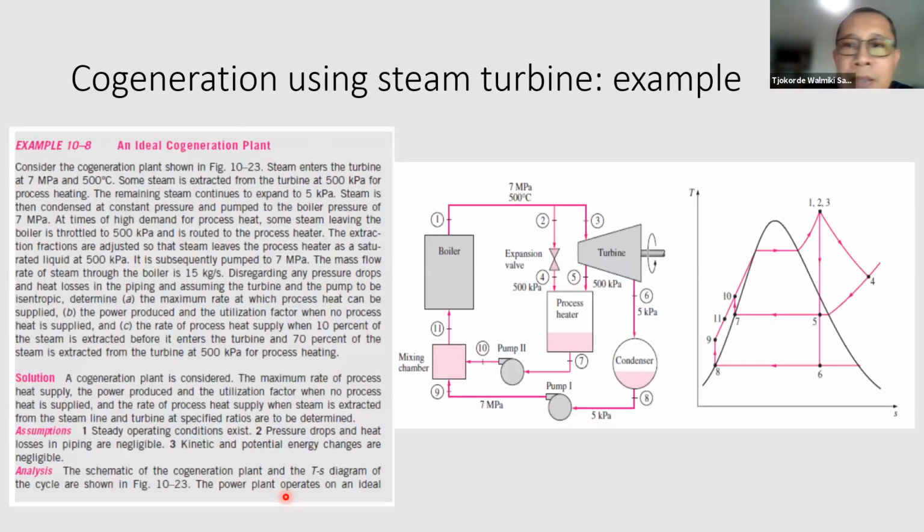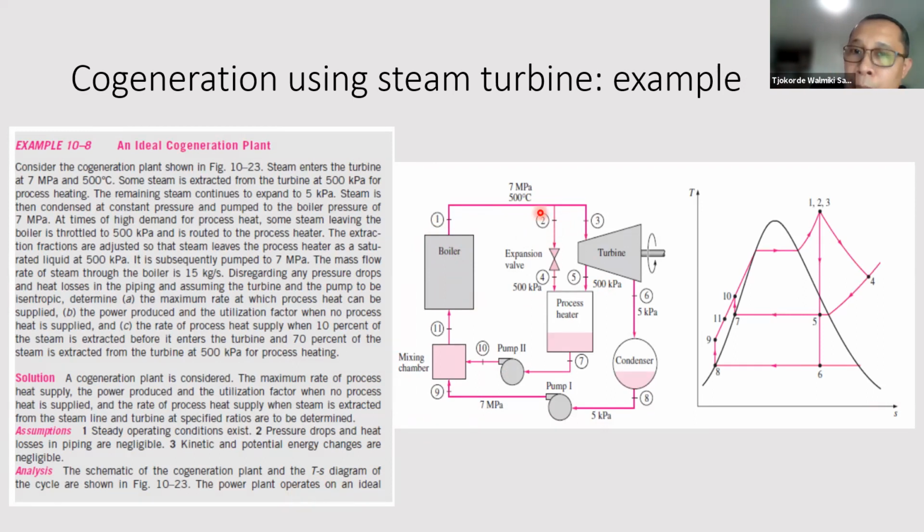And this one, I don't have to go through much detail here. You can follow the TS diagram on the right-hand side quite easily. This is just an example of how we describe a cogeneration cycle in a TS diagram. You can easily follow the numbers here.